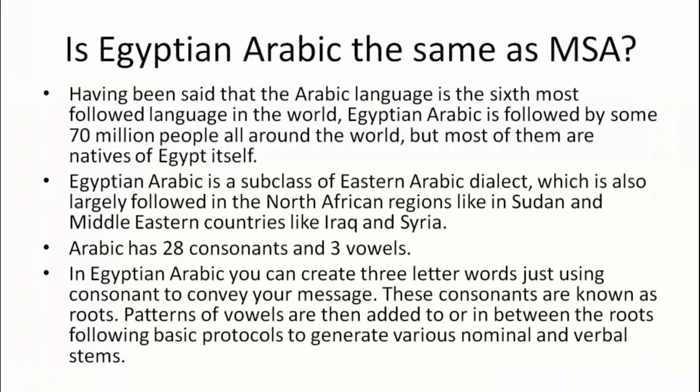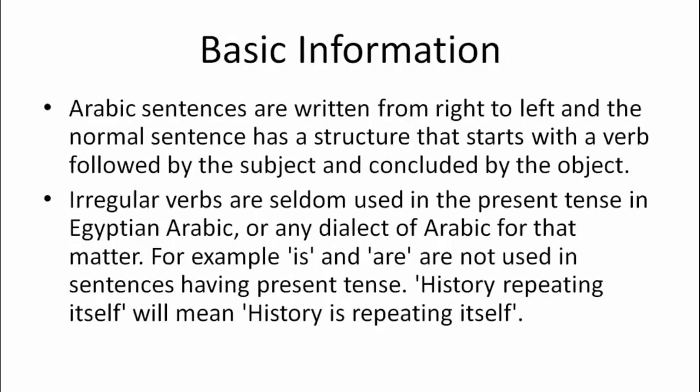In Egyptian Arabic, you can create 3-letter words just using consonants to convey your message. These consonants are known as roots. Patterns of vowels are then added to or in between the roots, following basic protocols to generate various nominal and verbal stems. So we have an important basic piece of information here. Arabic sentences are written from right to left, and the normal sentence has a structure that starts with a verb, followed by the subject and concluded by an object.